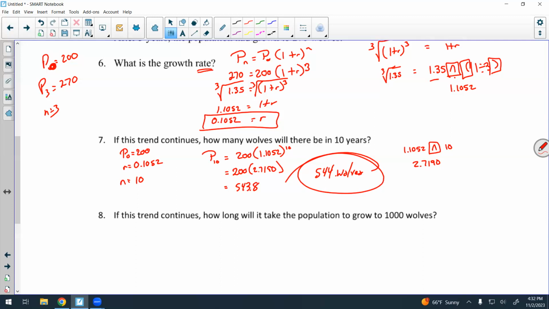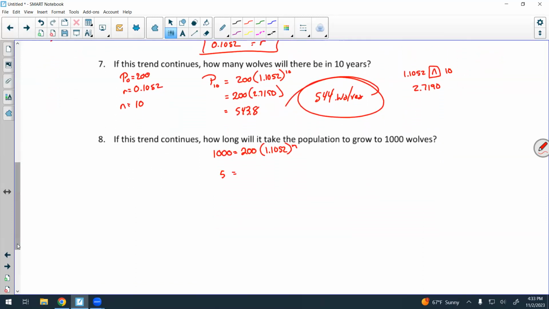Okay, last one. If this trend continues, how long will it take the population to grow to 1,000 wolves? So I know 1,000 equals 200 times 1.1052 to the n, but I don't know what n is. So again, divide by 200. 5 equals 1.1052 to the n power.